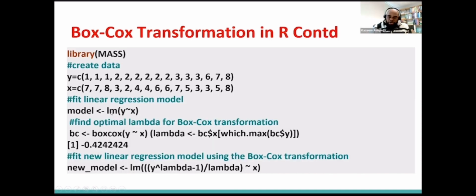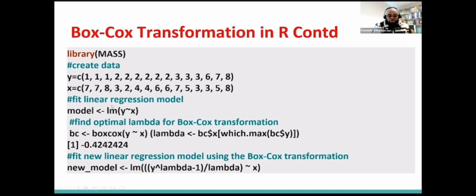Now I'm going to walk you through this. We've got two variables, x and y, and we're looking at the relationship between x and y. Maybe we realize there's a violation of normality, and we want to use the idea of Box-Cox. This is the code. This particular code generates the optimal value of lambda that works. It's basically negative 0.424.